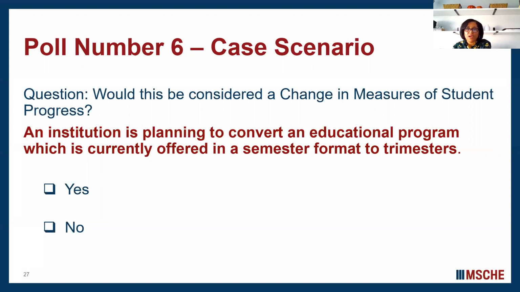This is one of the new types I just mentioned, one of the subtypes under a change in measures of student progress. So changing from a semester format to trimesters is considered a change in measure of student progress.